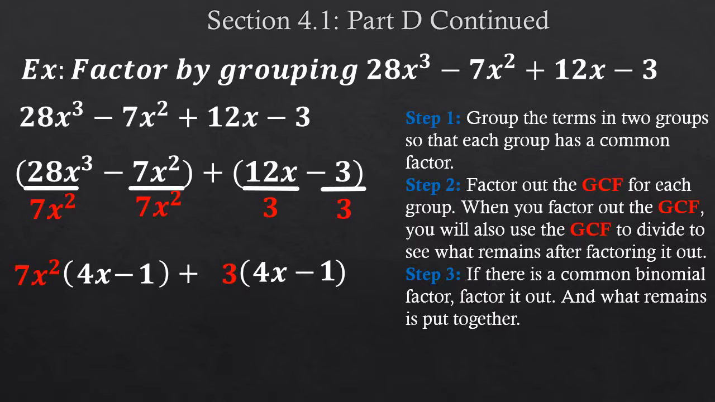Step 3 says if there's a common binomial factor, which there is. That common binomial factor here, as you can see, is the 4x minus 1 and this 4x minus 1. So we're going to basically factor them both out. And by doing so, that leaves us with 7x to the second plus 3 that has to be combined together. And this is how we factor by grouping.